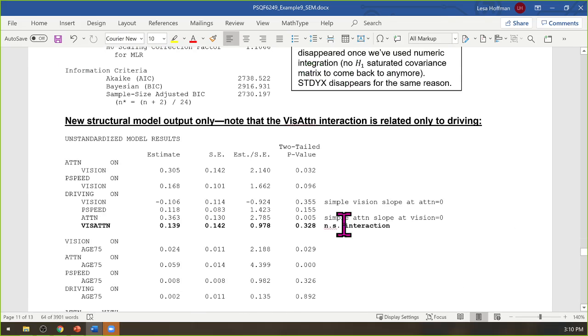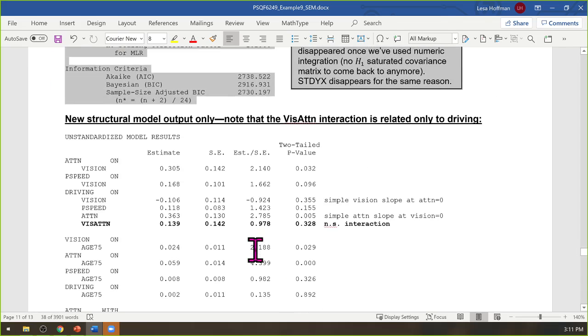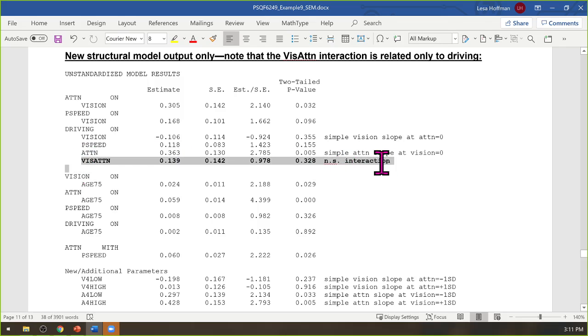And so once you put in a latent variable interaction, this is all the fit you get. It's gone. Latent variable interactions require numeric integration. So there's no more covariance. That's the answer key to come back to. The H1 model is gone. So you just have your H0 model and your AIC and BIC. And wah wah, my interaction term is not significant in this example.